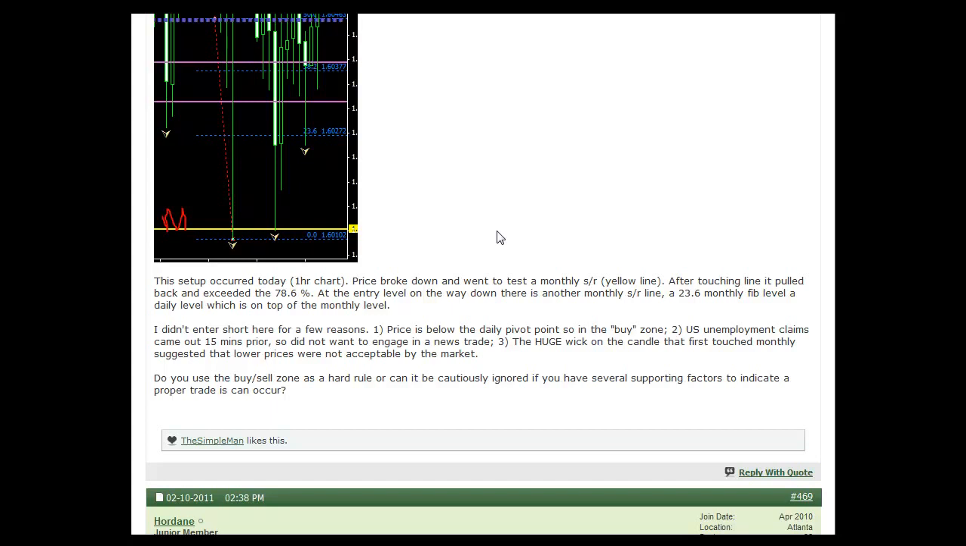So that's what you're doing. You're trying to dovetail bias, support and resistance, and then you look for your entry patterns to fall in line with that premise. It's really not that hard. The hardest part is waiting for those things to line up.